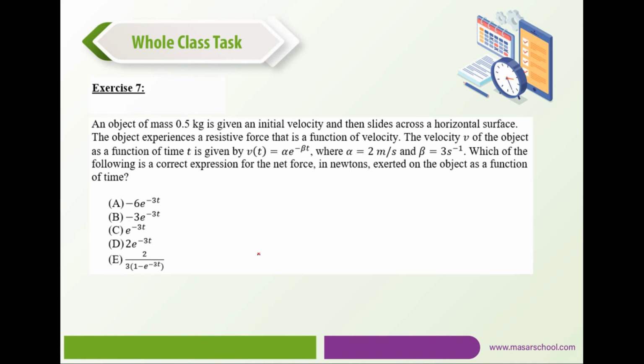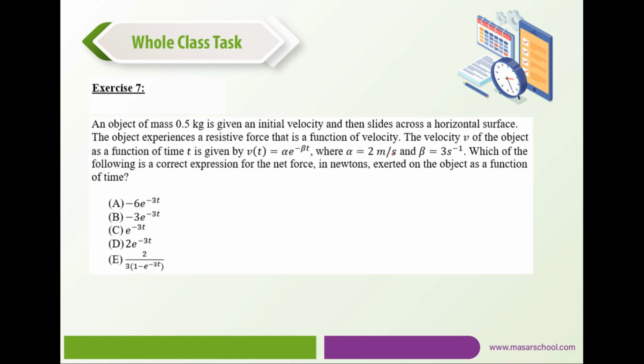Exercise 7. An object of mass 0.5 kg, which is the inertial mass, is given an initial velocity and then slides across a horizontal surface. The object experiences a resistive force that is a function of velocity. The velocity v as a function of time is given by that. Whenever we have velocity explicitly as a function of time, that's good. Why? Because kinematic quantities, both position and acceleration, can be determined from velocity via calculus, in addition to other quantities like force.